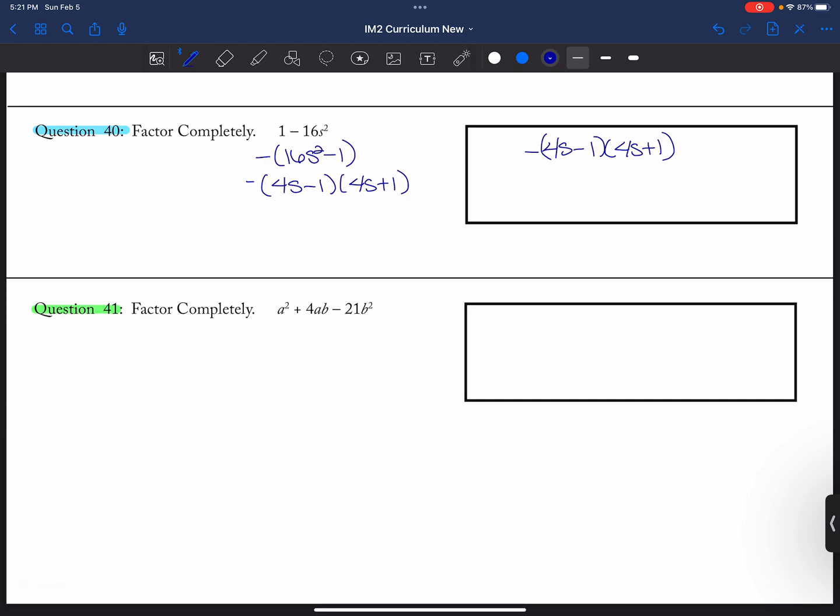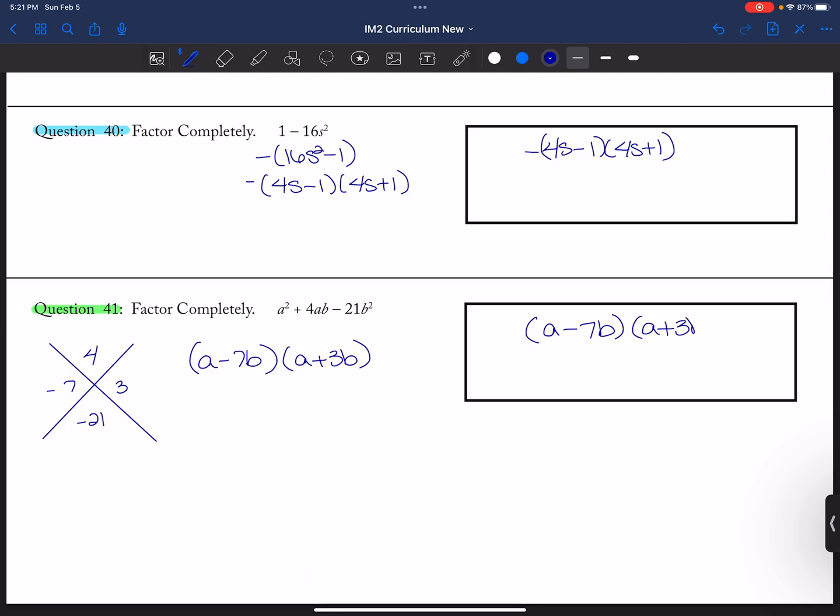41 looks like a diamond method. So we do the little x. We put the 4 on the top. We put the negative 21 on the bottom. So negative 7 and positive 3. So then this is a minus 7b and a plus 3b.